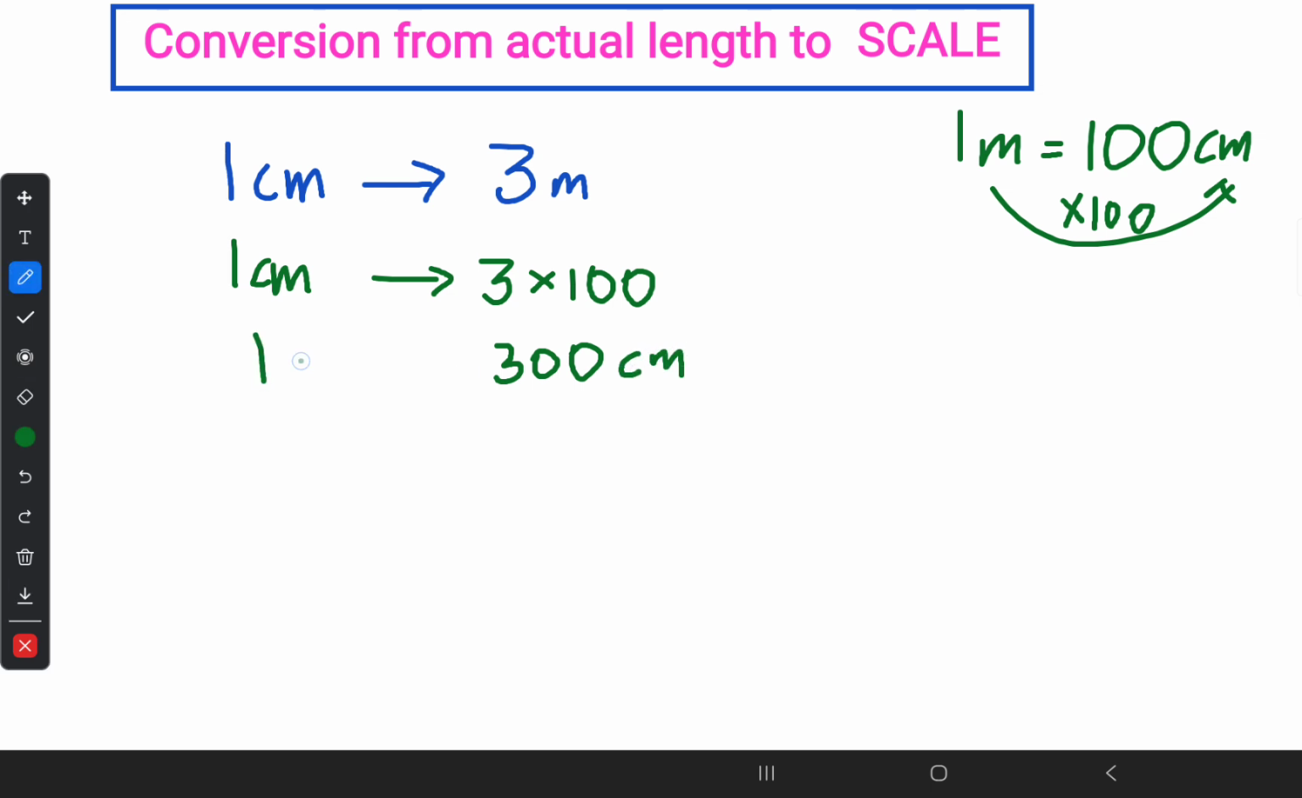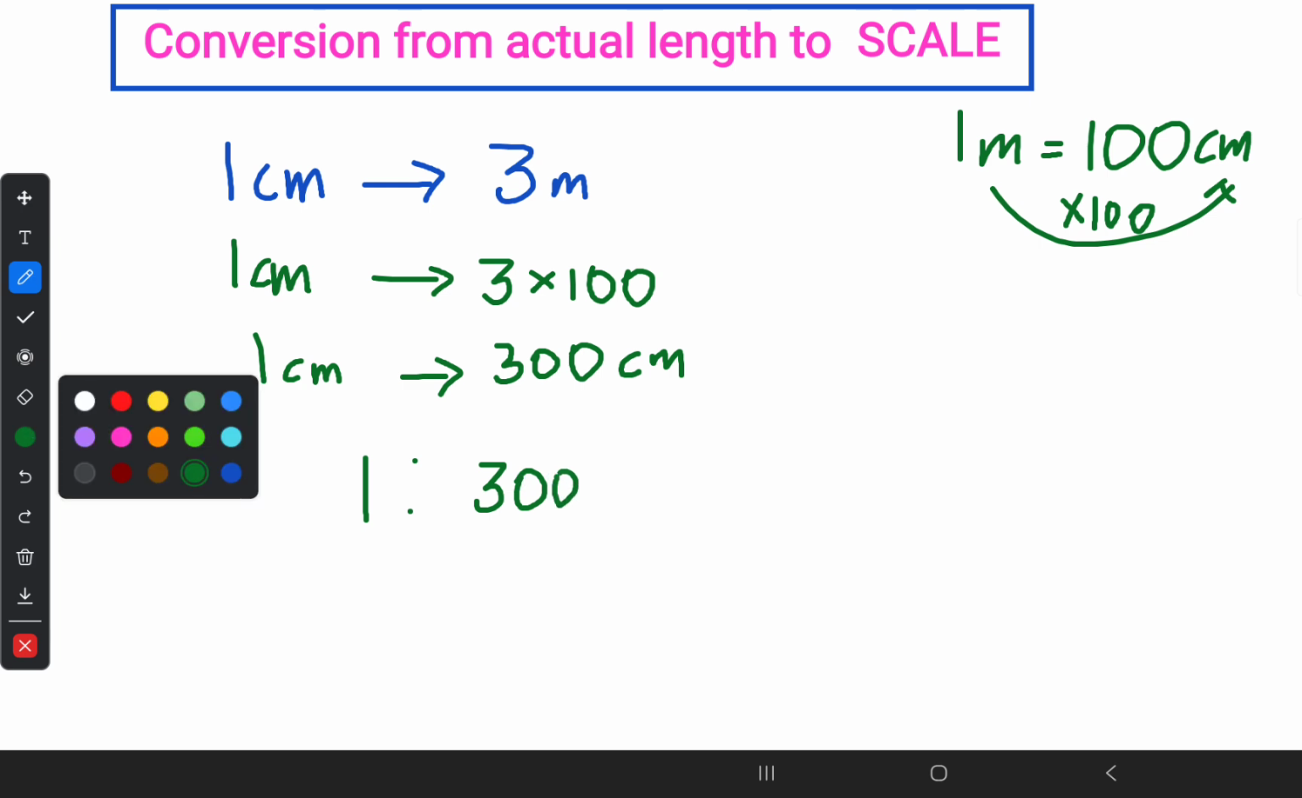1 centimeter in the map is denoting actually 3 meters. We converted both of them to identical units. Then, without the unit, we can write the scale. Definitely, you should bring both of them to identical units. Then, 1:300 is the scale between these two.